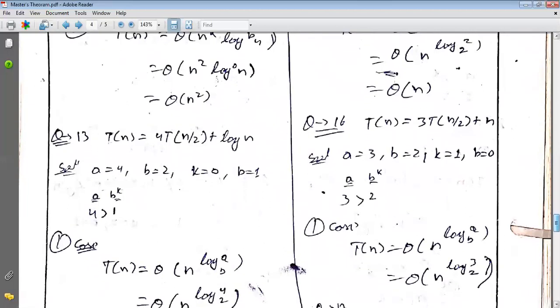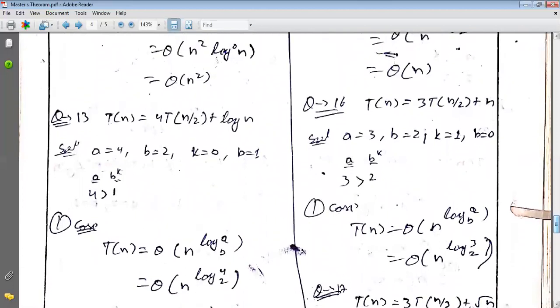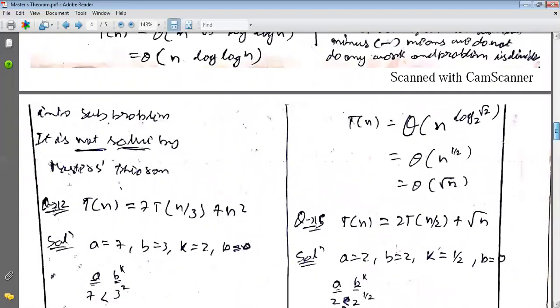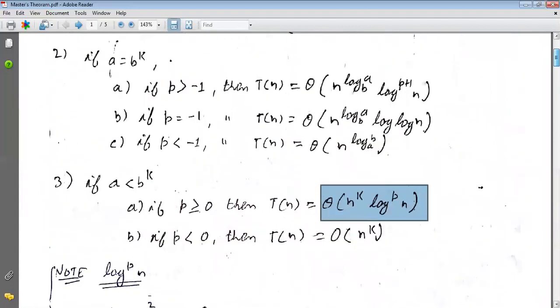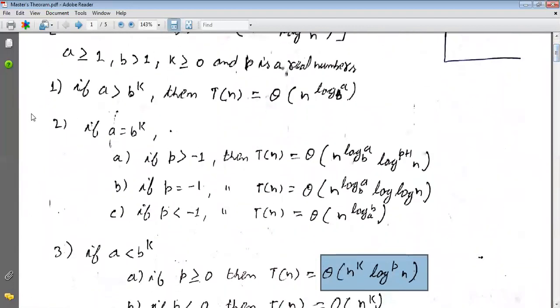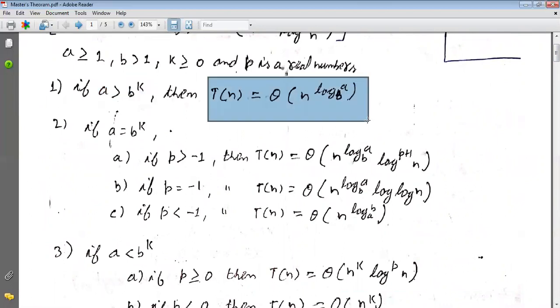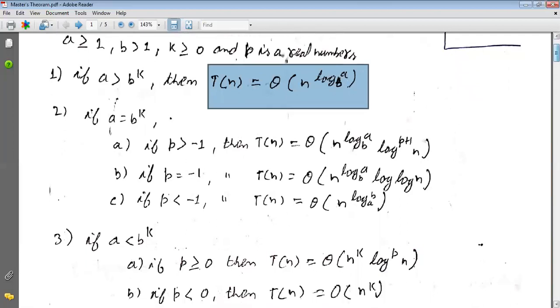In case number 1, what is the time complexity? Time complexity is theta of n to the power log of a base b. Let's confirm first. What is the time complexity for the first case? If a is greater than b to the power k, then the time complexity is theta of n to the power log of a base b. So in our case, we have a, we have b, and we can find out the time complexity for our given problem.